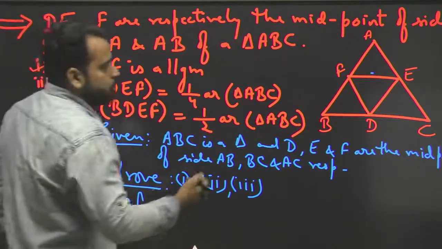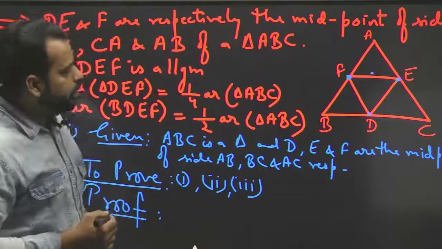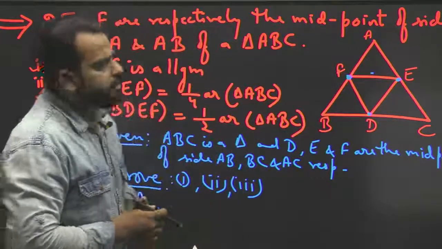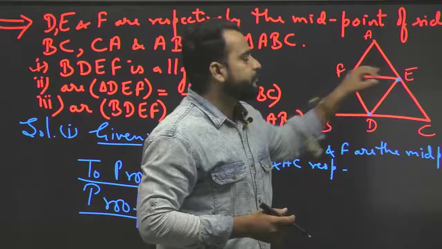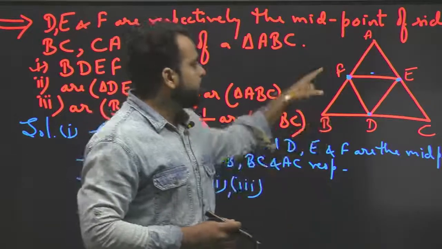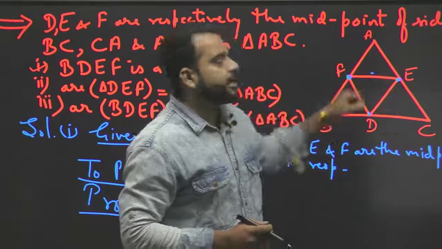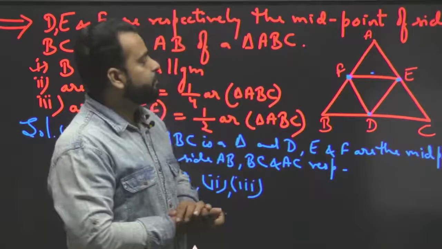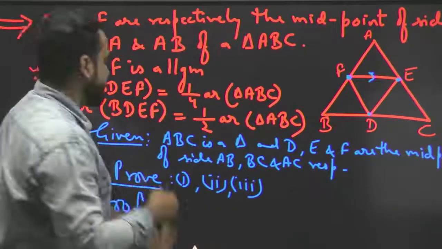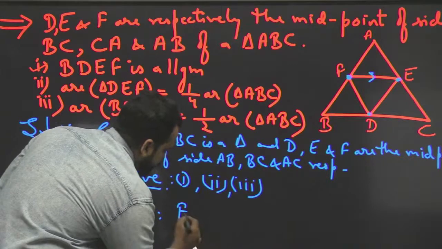Look here. Firstly we know that D, E and F are the midpoints of triangle ABC, sides AB, BC and AC. So if these are the midpoints, can we apply the midpoint theorem? Yes, as we studied, if we join two midpoints of the triangle, like here AB midpoint is F, AC midpoint is E, then it will be parallel to the third side. So that statement we can write here.